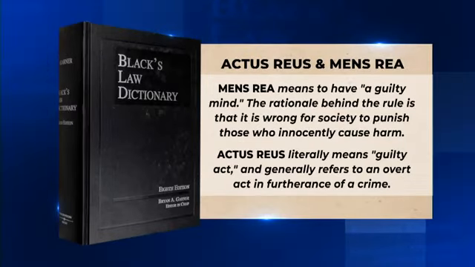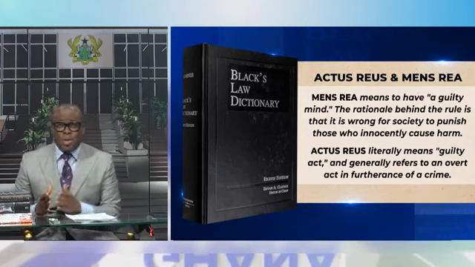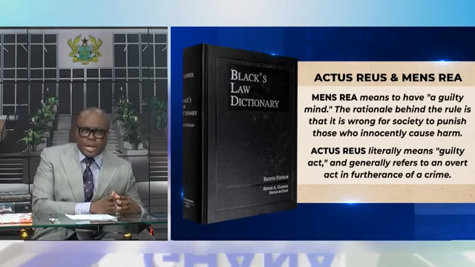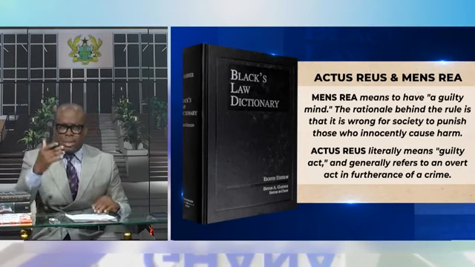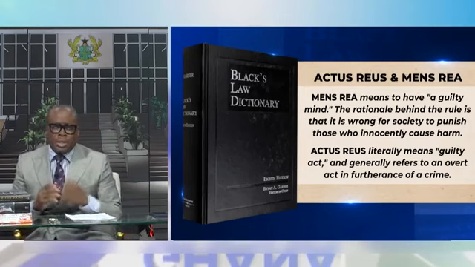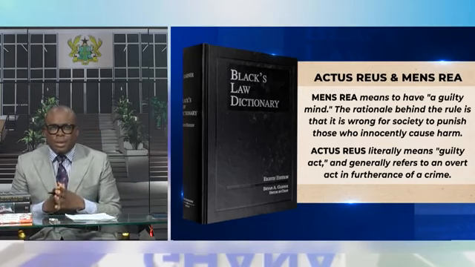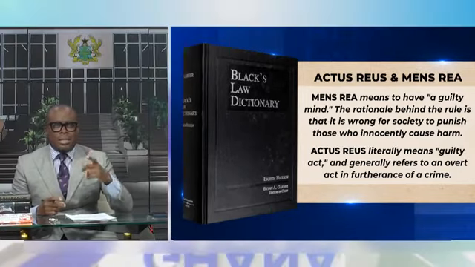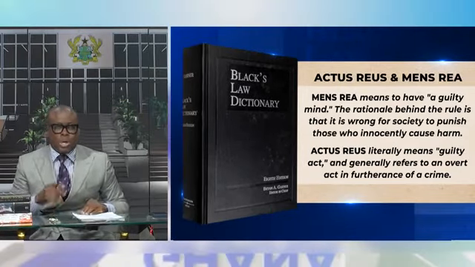The rationale behind the rule is that it is wrong for society to punish those who innocently cause harm. So you see, you can cause harm, but you can do it innocently. So you can run into somebody when you are driving, but you have done it innocently. When you do that, you are not guilty of killing the person or injuring the person. You are not guilty of it because mens rea was not available. The next one is actus reus. It literally means a guilty act and generally refers to an overt act in furtherance of a crime. So you think of something and then you commit it. So until these two elements are present in a crime, you cannot call it a crime.